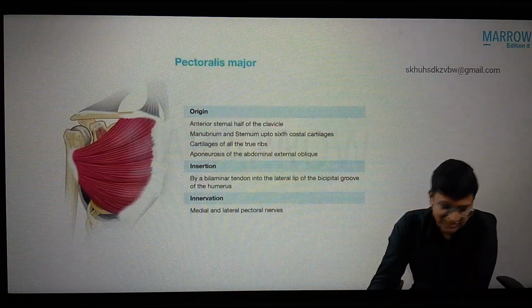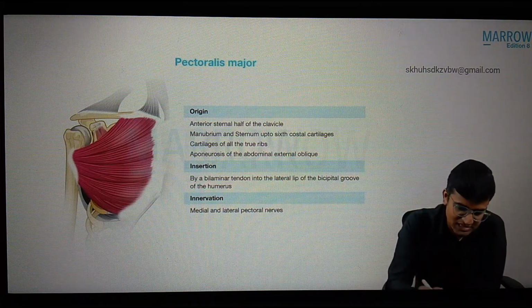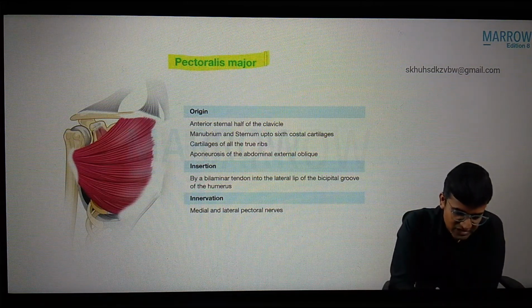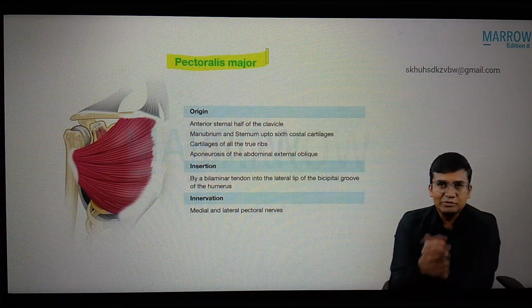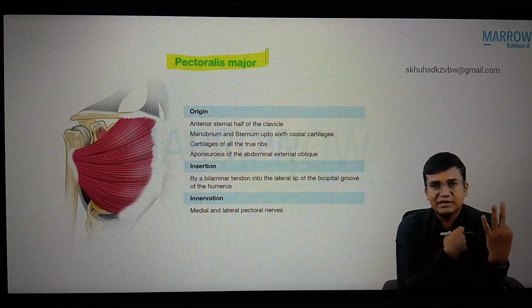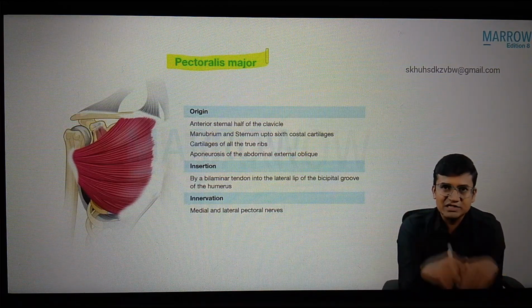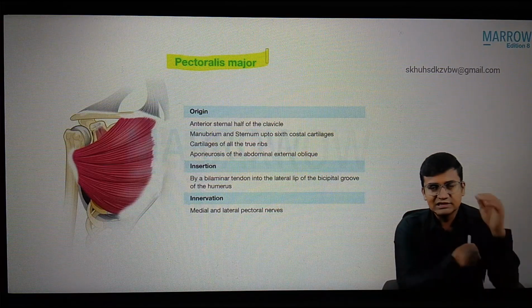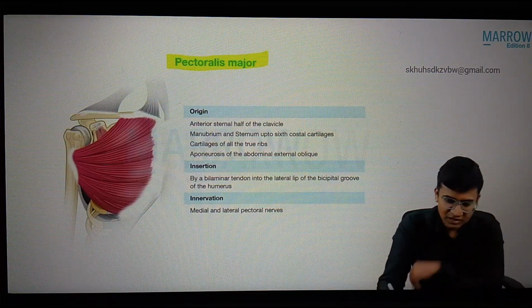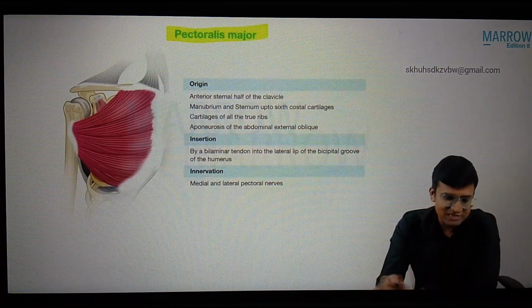Now we start the discussion about the muscles. First we start with the pectoral region. In the pectoral region, we have three muscles: pectoralis major. If you remove the pectoralis major muscle, we have pectoralis minor, and then we also see the serratus anterior muscle. So first, pectoralis major muscle.